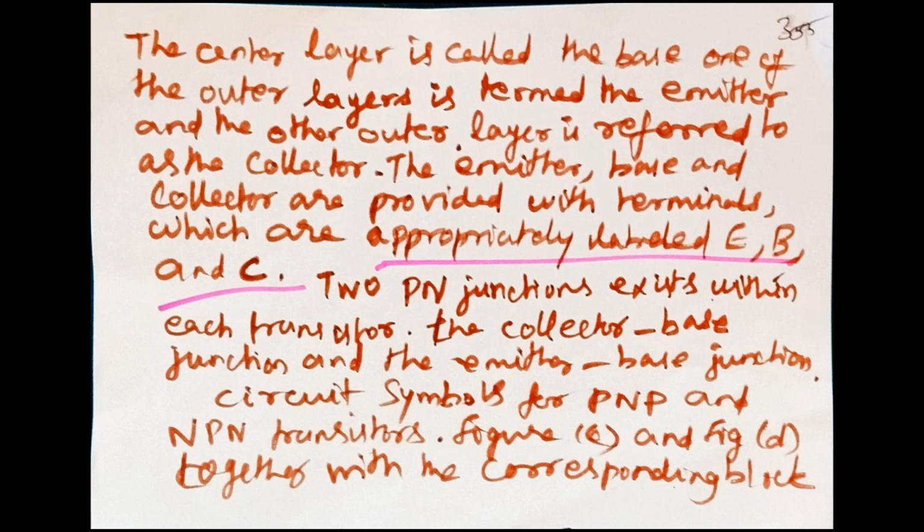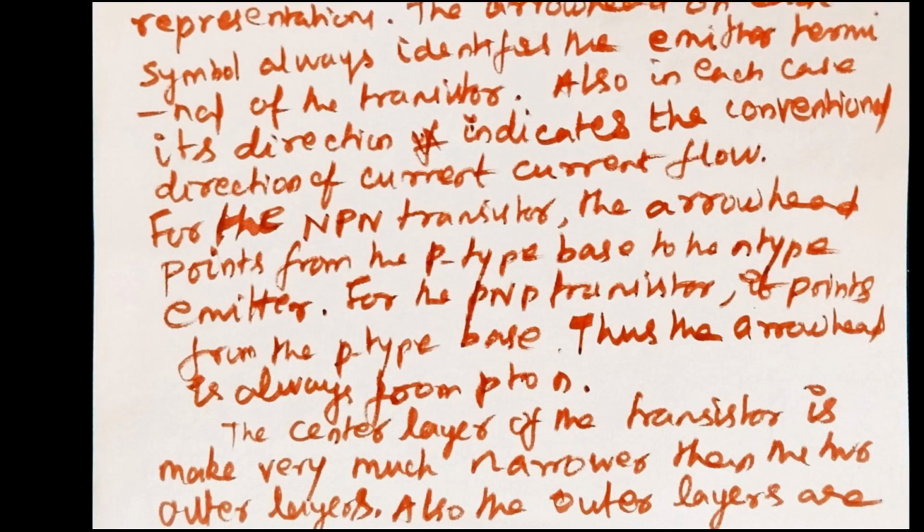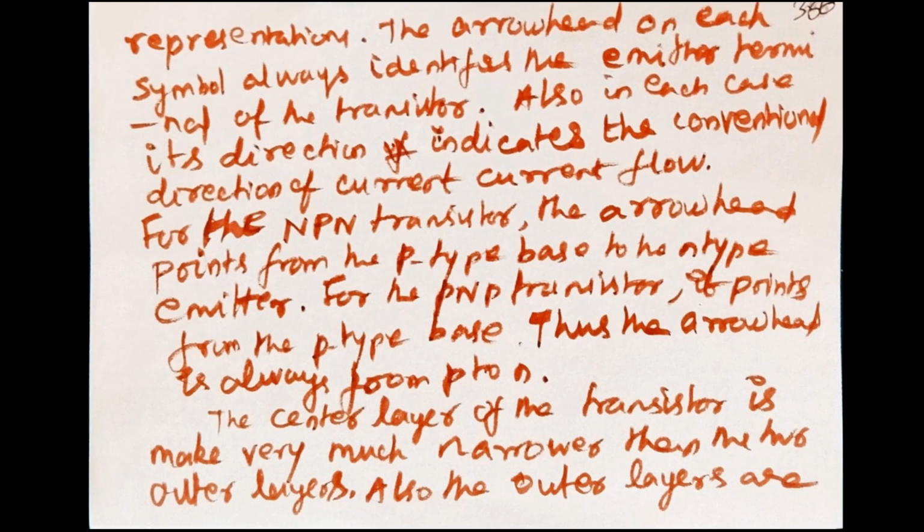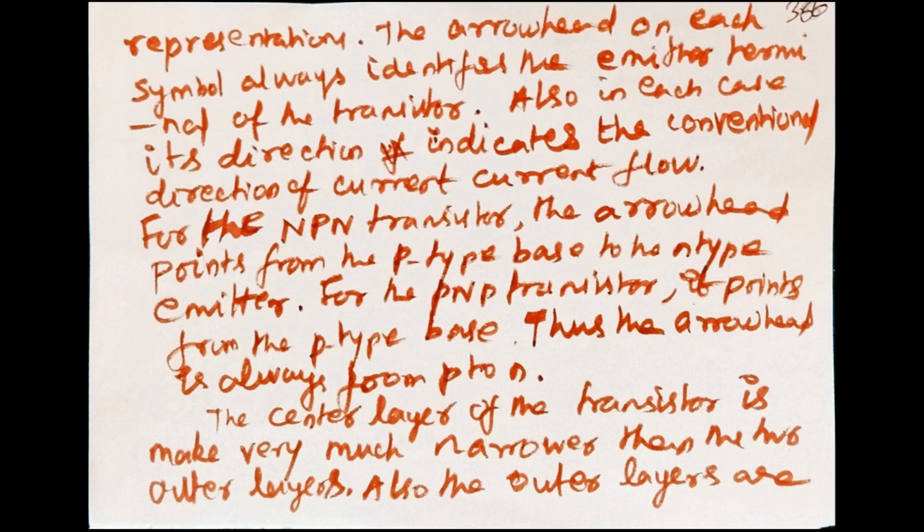Circuit symbols for PNP and NPN transistors are shown in figure C and figure D, together with the corresponding block representations. The arrowhead on each symbol always identifies the emitter terminal of the transistor. Also, in each case, its direction indicates the conventional direction of current flow. For the NPN transistor, the arrowhead points from the P-type base to the N-type emitter. For the PNP transistor, it points from the P-type base. Thus, the arrowhead is always from P to N.